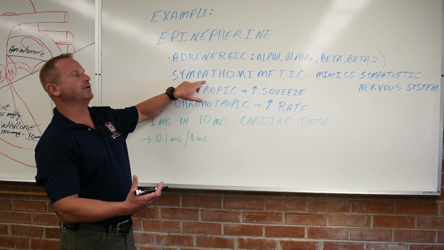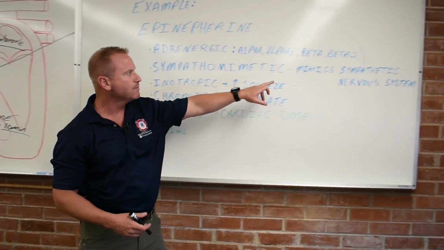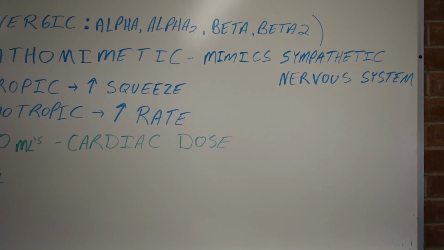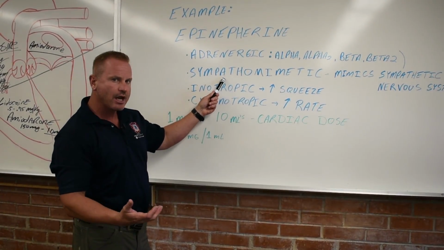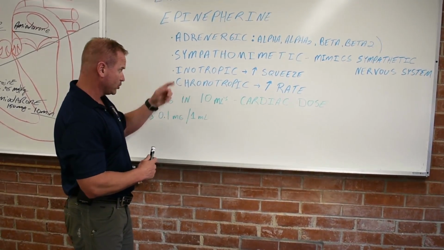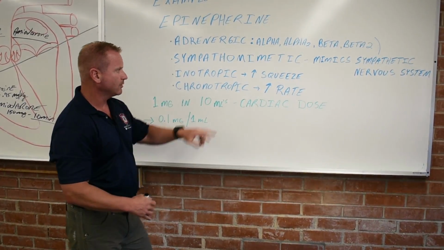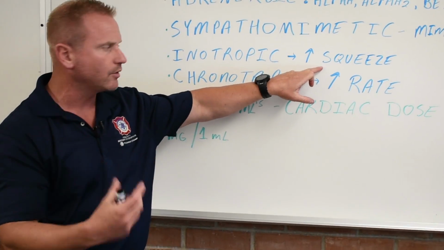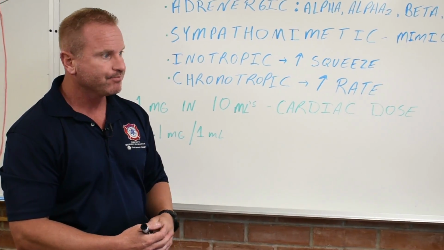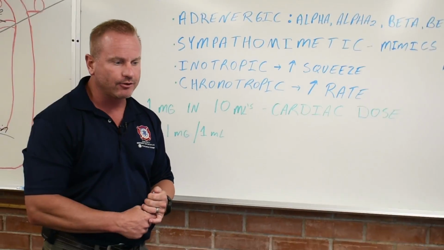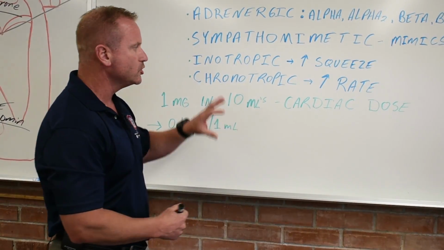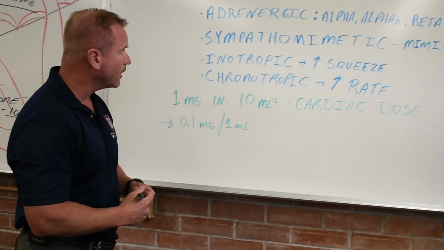So that's a big word, right? So what does that mean? It just mimics the sympathetic nervous system, okay? Well, Ryan, what does that mean though? Well, what it means is it has an inotropic effect, a chronotropic effect. It affects the squeeze of the heart. It affects the heart rate. We've all seen it. You give it IM to somebody with anaphylaxis or asthma, and you see their heart rate come up a little bit, okay? Usually it's no big deal, all right?